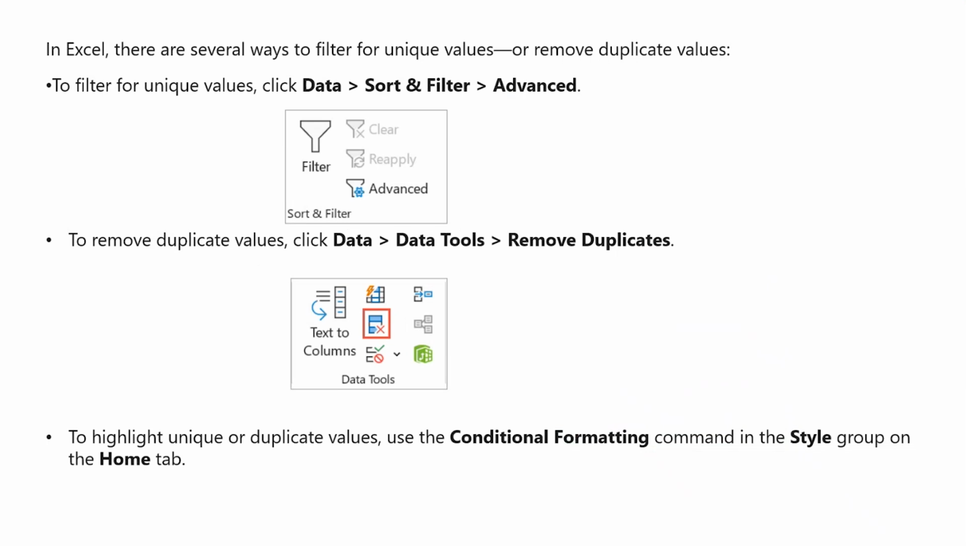So let's move to the other part. The next thing will be just a slide showing you how in Excel there are several ways to filter for unique values or remove duplicate values in your sheet. To filter values, for example, if you need to see just the students that have a grade A, you need to click on Data, Sort and Filter, and then Advanced, and then choose the filters that you want.